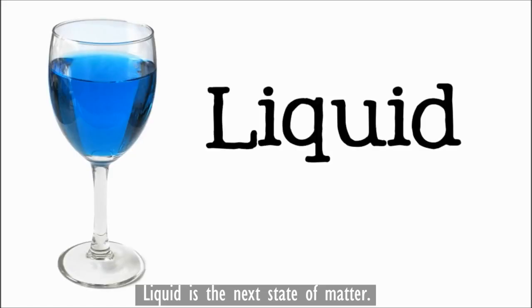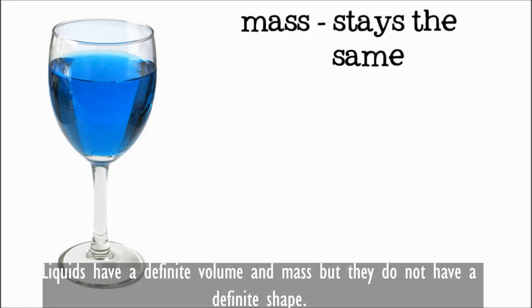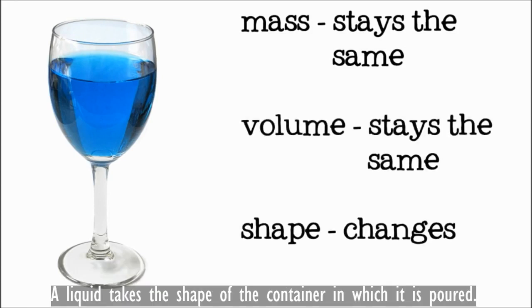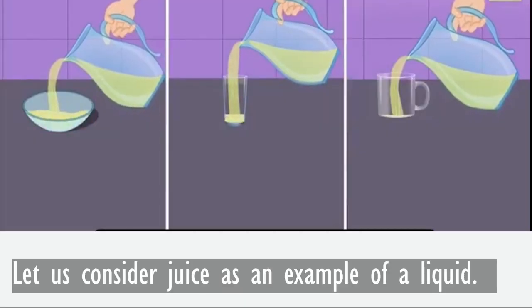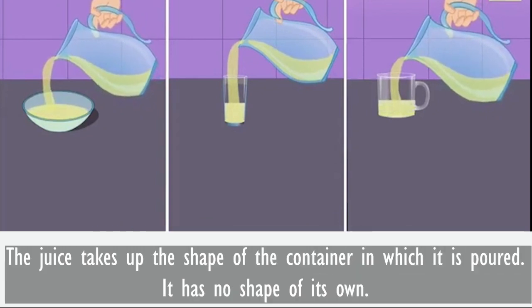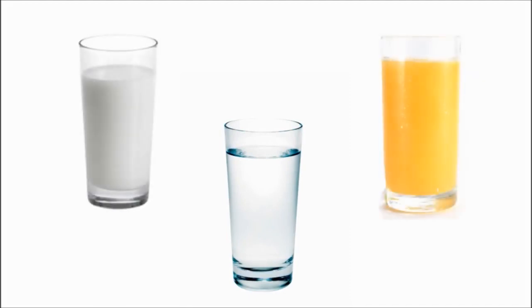Liquid is the next state of matter. Liquids have definite volume and mass, but they do not have a definite shape. A liquid takes the shape of the container in which it is poured. Let us consider juice as an example of a liquid. The juice takes up the shape of the container in which it is poured. It has no shape of its own. You can find examples of liquids around you. Water, milk, and juice are just some of the liquids that you might find.